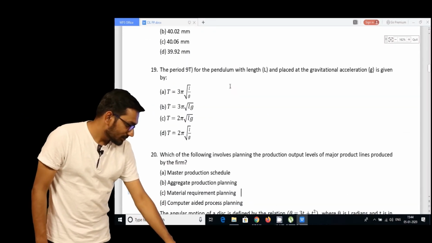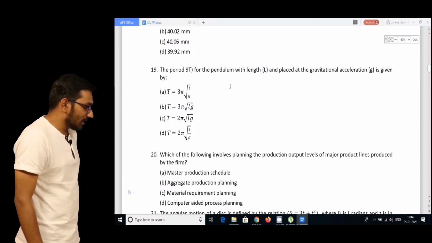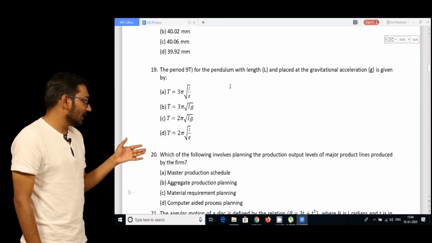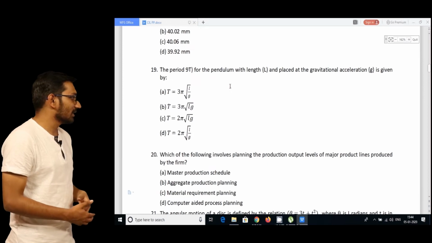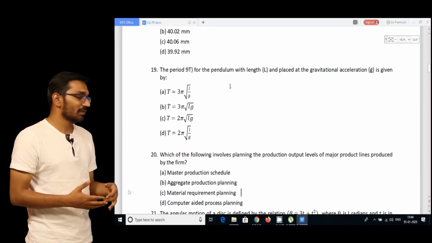Next is, the time period of the pendulum of length L placed under the gravitational acceleration G is given by, right?